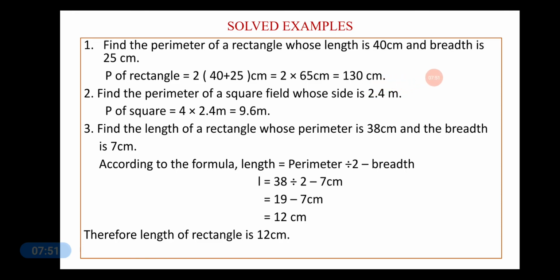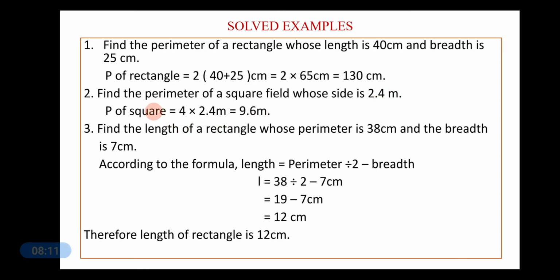So the unit of perimeter will be the unit of the sides which are given. So here the unit is given as centimeter. So the perimeter of this rectangle will be equal to 130 centimeter.